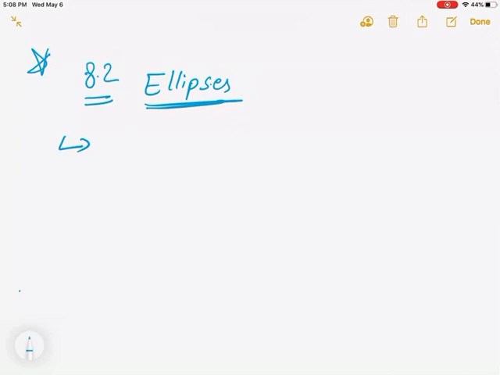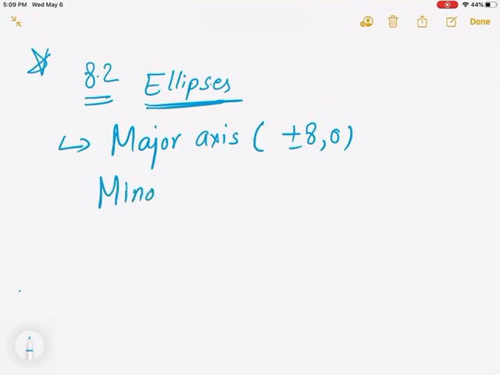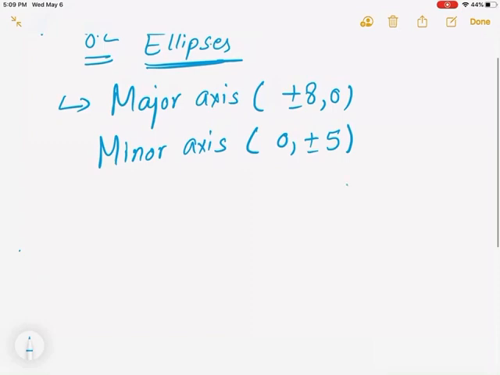So I have my major axis endpoints, which we call vertices. I have plus and minus 8, 0, and my minor axis, which we call co-vertices, are at 0, plus and minus 5. That's all I know. And my question to you guys is to find the equation of this ellipse. How do we do that?